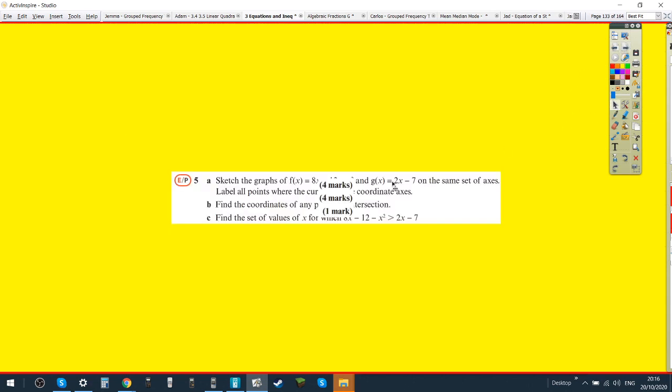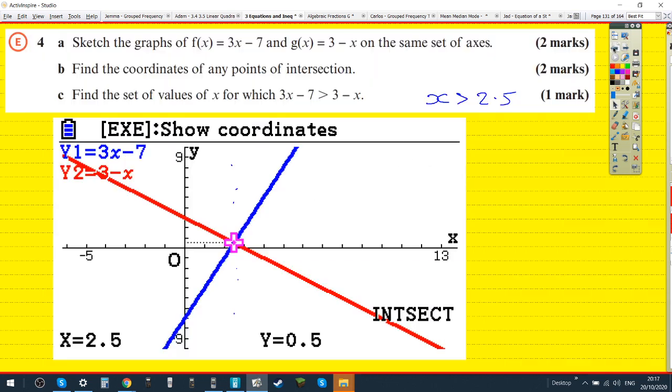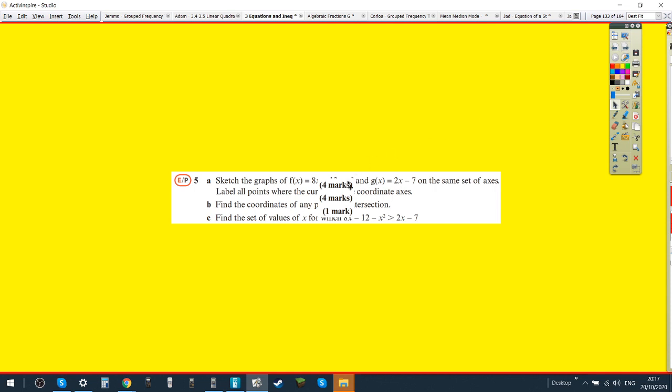You can always just actually solve it. So instead of an equal sign, you do a greater than sign, and instead of getting x equals 2.5, you'd get x is greater than 2.5. But if you have a graph, supposedly you can do it more easily. I prefer calculating.